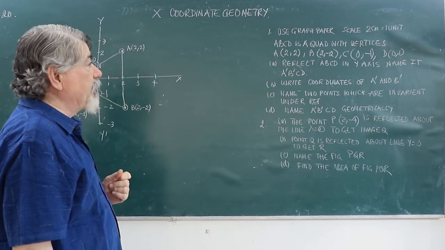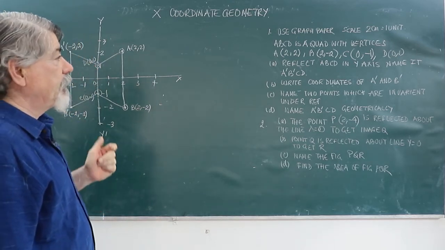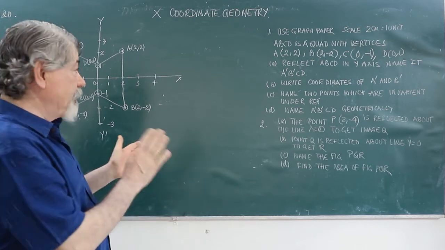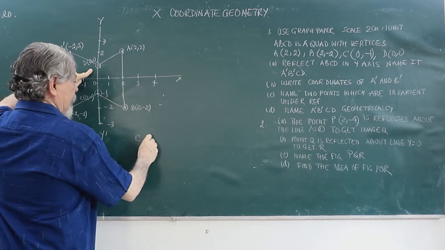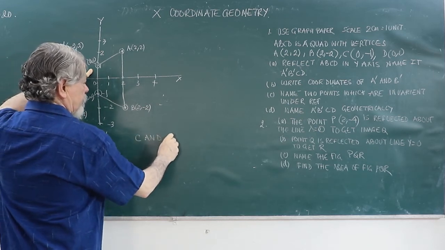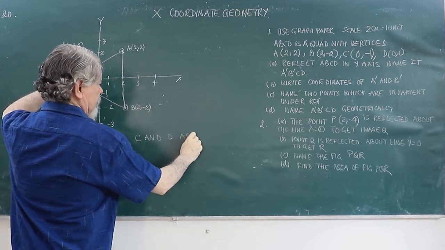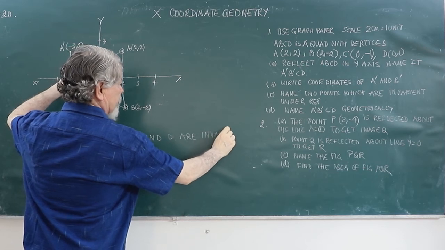Now the next is write the coordinates of A dash, B dash. We have written the coordinates of A dash, B dash. Name 2 points which are invariant under reflection. Now in this reflection, C and D are invariant. C and D are invariant in reflection in y-axis.